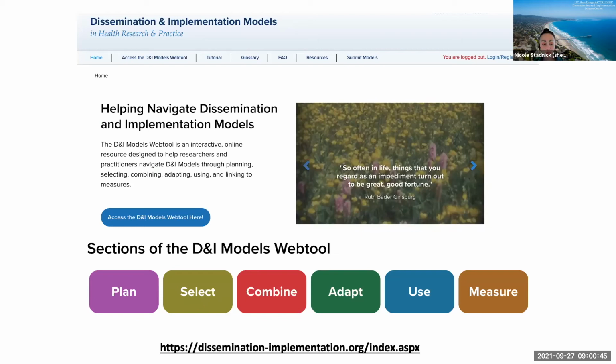This is a really helpful website, the Dissemination and Implementation Models tool website, and it helps you navigate and select different D&I models. So we encourage you to take a look at this and consider it as you're planning or executing an implementation project.